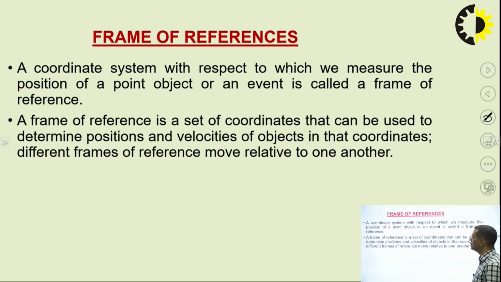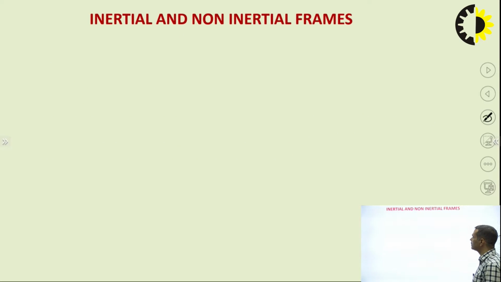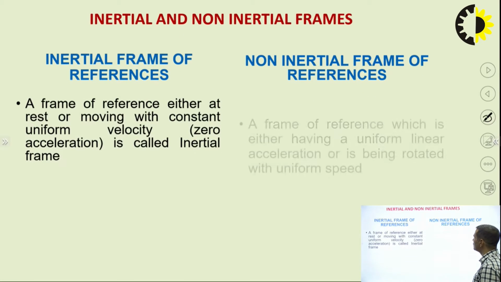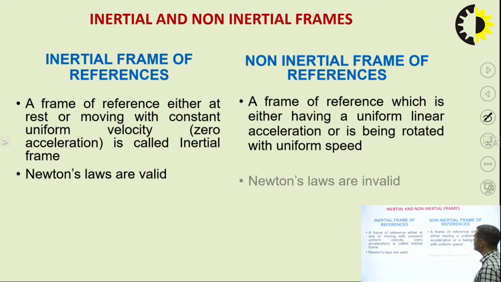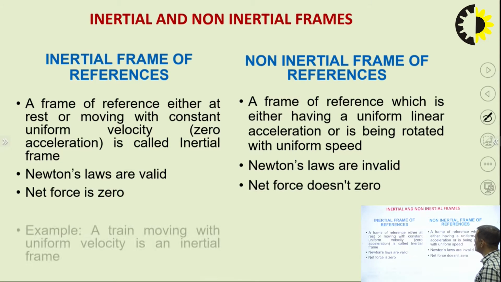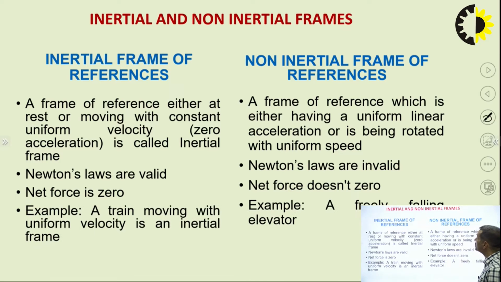I will not go into detail on frame of reference, so I will just discuss its types here. Frames of reference can be divided into two categories: inertial and non-inertial. As you know, an inertial frame is a frame of reference either at rest or moving with constant uniform velocity, that means zero acceleration.